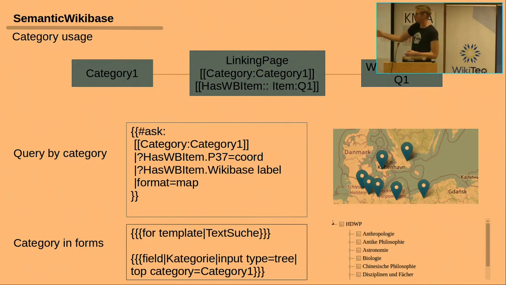Or you can use the same in forms, for example, to say, okay, give me an input field from the category and display it as a tree, and then MediaWiki will take care of displaying this as a tree. And when you select the upper category, all subcategories are already included in your query, so you don't have to manage this transitivity of queries.